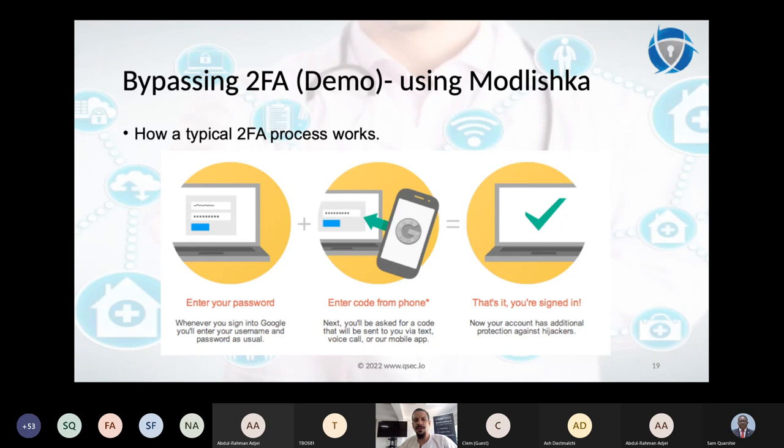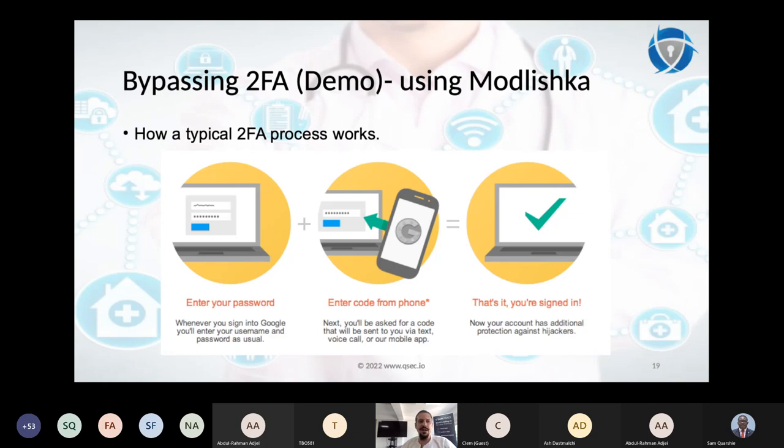So something you know, something you have, and something you are. This attack is going to showcase that even though two-factor authentication is enabled, it can still somehow be bypassed.